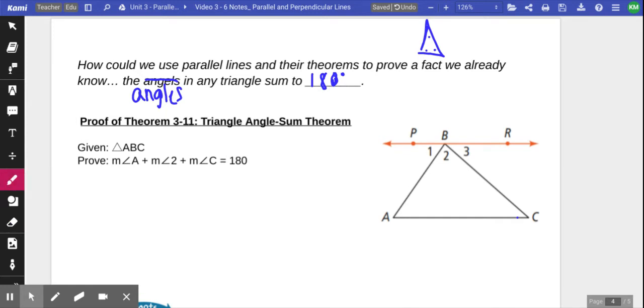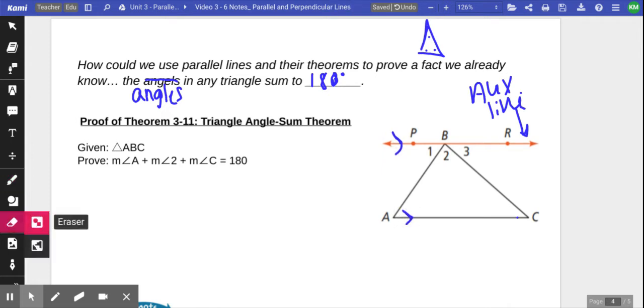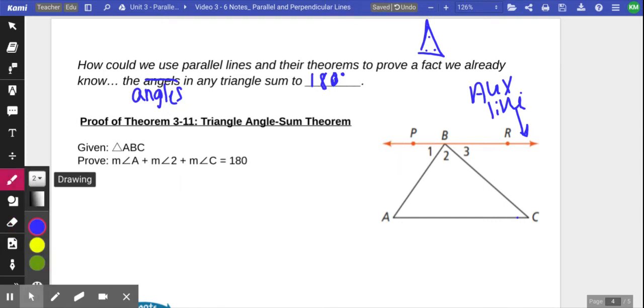Well, notice, here we have the bottom of the triangle, and we drew this line up here in. This is actually known as an auxiliary line. I just abbreviate it aux line. An auxiliary line is sometimes a line that we draw in to help us out. Now this auxiliary line is drawn parallel to the base of the triangle. Anytime you draw lines parallel, all the parallel line theorems come into play. Remember, the parallel line theorems are like alternate interior, alternate exterior, and so on.